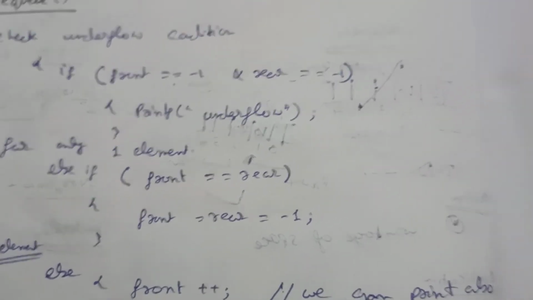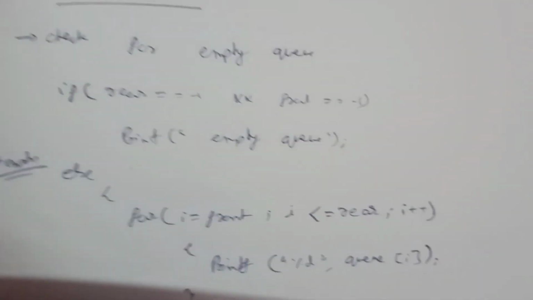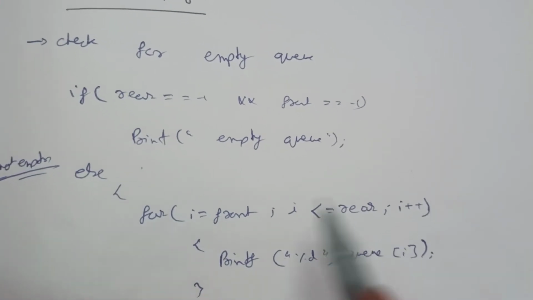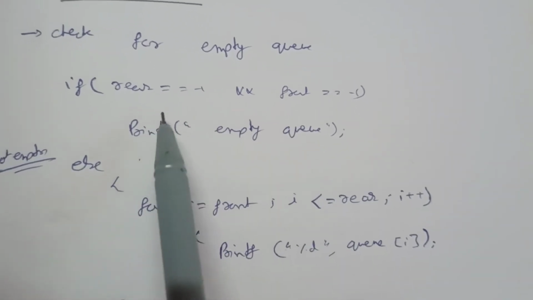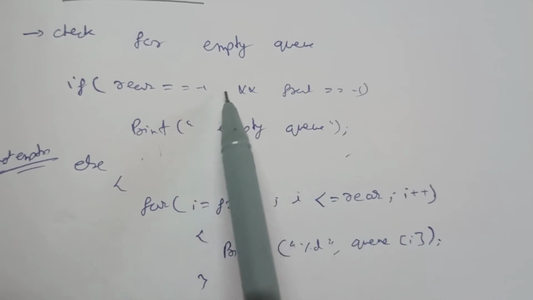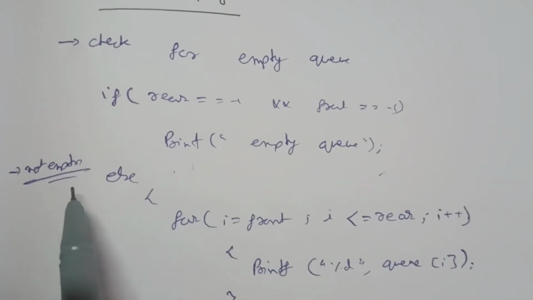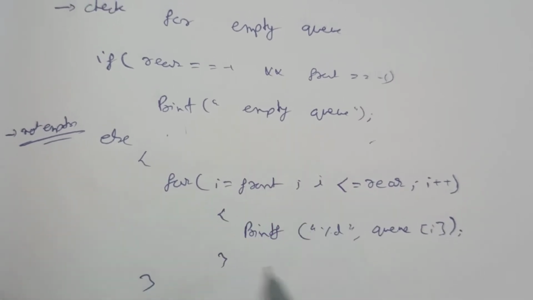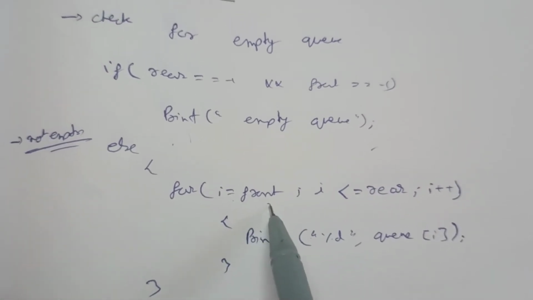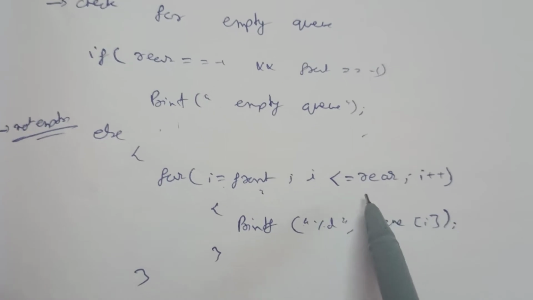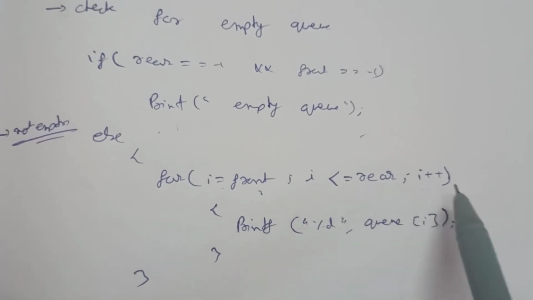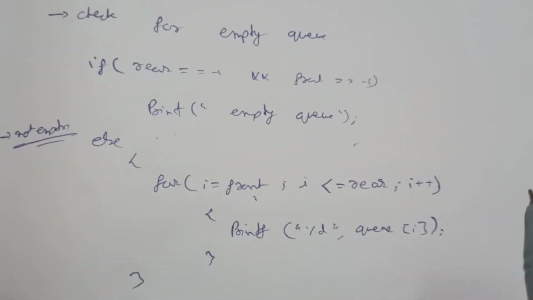Now let's check the display function. If the queue is empty, then we will print that the queue is empty. That is the condition for an empty queue. And if the queue is not empty, then we start a for loop from I equals to front to I less than or equal to rear, and we increment I by 1 every time and print the values.